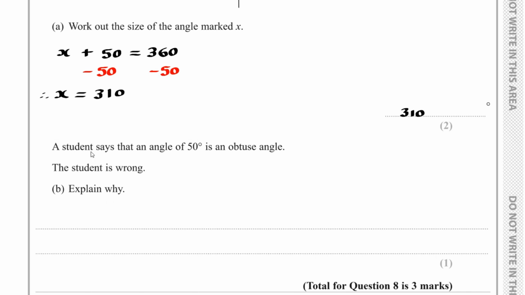Part B. A student says that an angle of 50 degrees is an obtuse angle. The student is wrong. Explain why. Well, the student is wrong because 50 degrees is an acute angle.